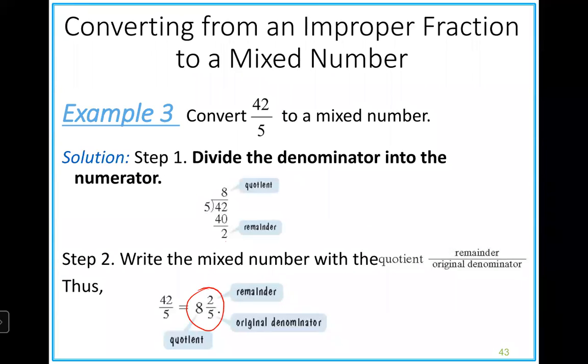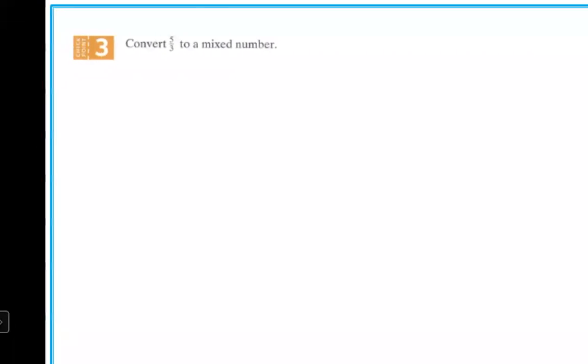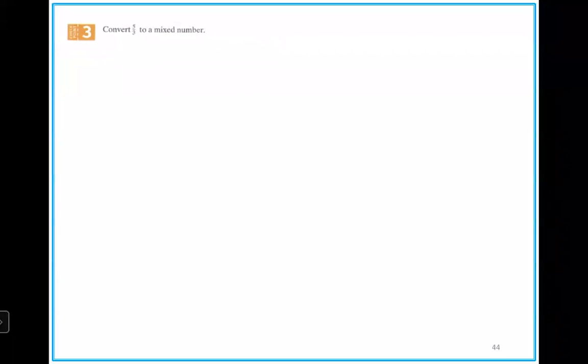Okay? So this is a step that you should be familiar with. So let's just quickly look at this one here. Oh, this is an easy one. Let me see. I'll just ask Miss Rochelle. Miss Nairn, what's the answer for that one? 1 and 2 over 3. Yes. Okay. So 3 into 5 is 1. Remainder is 2. So the answer is 1 and 2 over 3. All right.